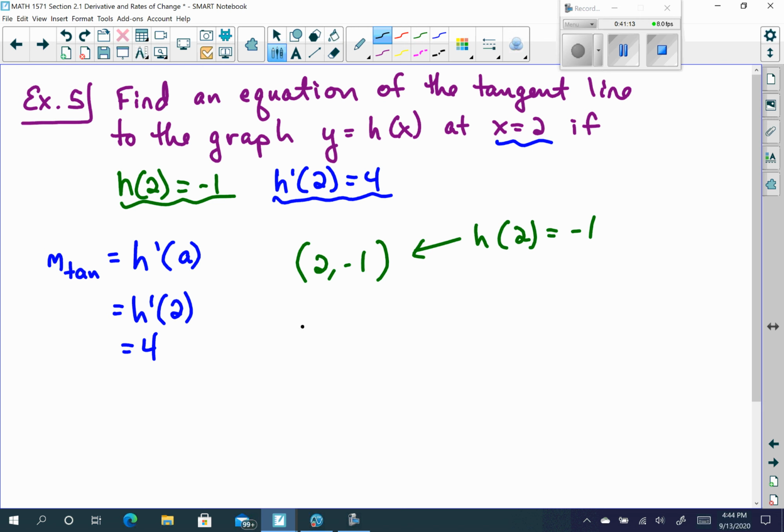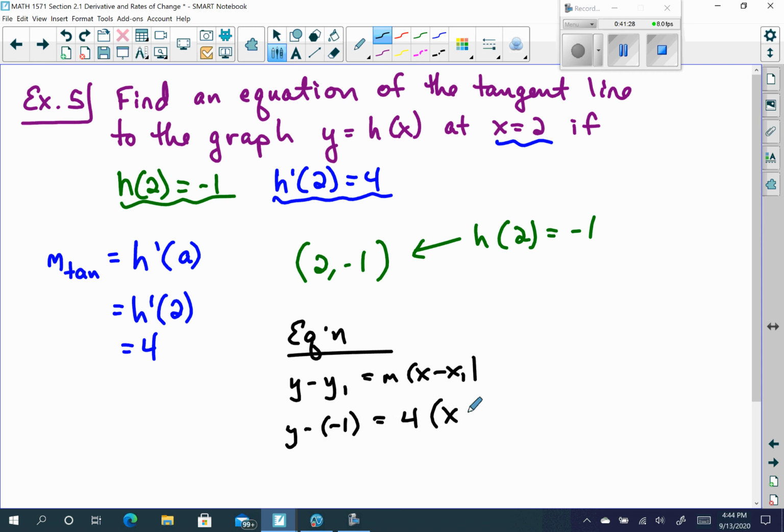So now I could just use point slope form to write the equation. Pause the video and go ahead and do that. Remember, it's y minus y1 equals m times x minus x1. So I'm going to get y minus a negative 1 equals our slope 4 times the quantity x minus 2. So this gives me y plus 1 equals 4x minus 8, and then I get y equals 4x minus 9. So there is the equation of our tangent line.